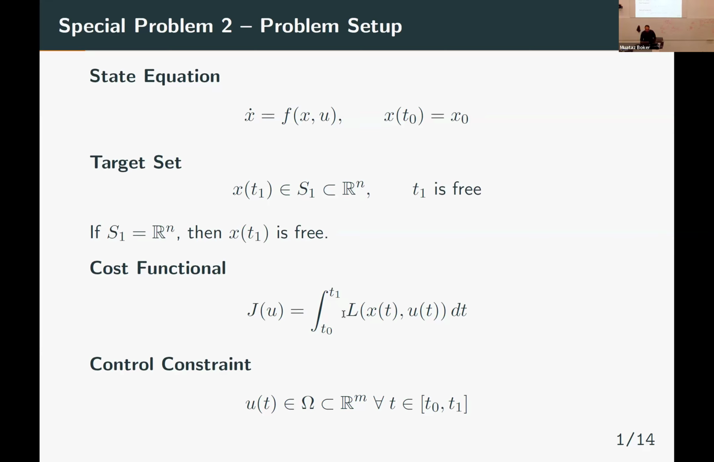Because the cost function is the same, the integration from t naught to t1 of L, okay? And of course, u belongs to constraints. So there are constraints on u, and the experiment is defined from t naught to t1. So it's exactly the same as special problem 1, except that now we have a leeway, a flexibility on the final state.